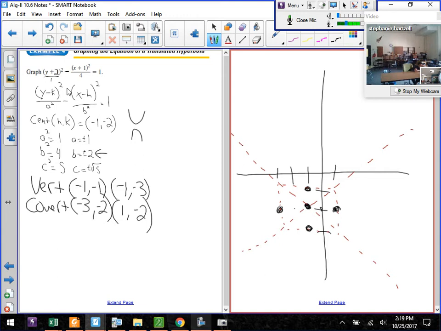And since we're no longer centered at the origin, I can't say that I can just write down my slopes. I have to figure out the equation of the line of the asymptotes. But I still find my slopes the exact same way every time. Up and over, rise over run.